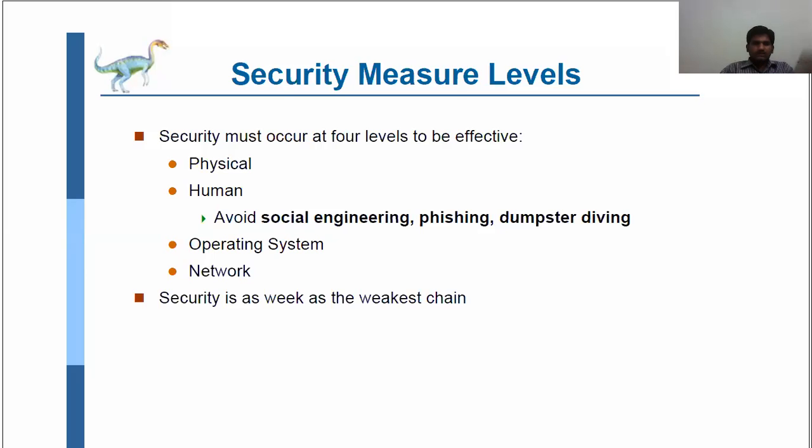So how do we handle the physical levels of security? Human levels: avoid social engineering, phishing and dumpster diving. All those things, how we want to avoid various types of unwanted things. Then the operating system, how we support it. Then the network, how we support it.